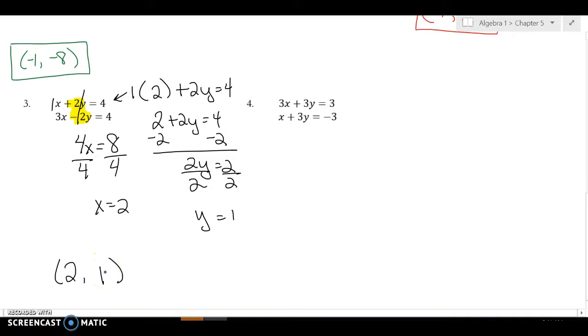So I'd like you to try number 4 on your own. Just determine what you're going to get the same to cross off. And then we'll go from there.